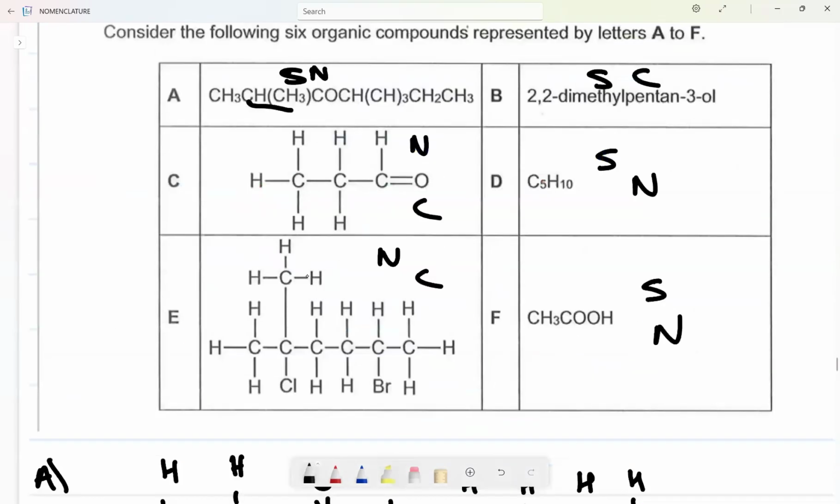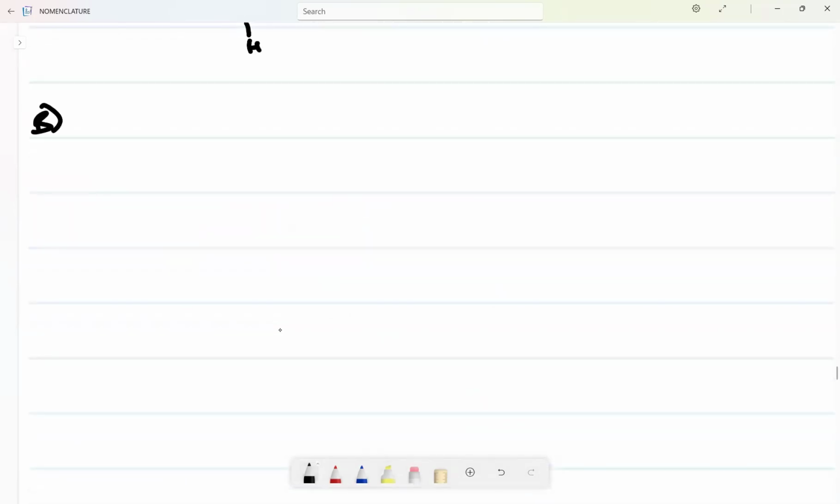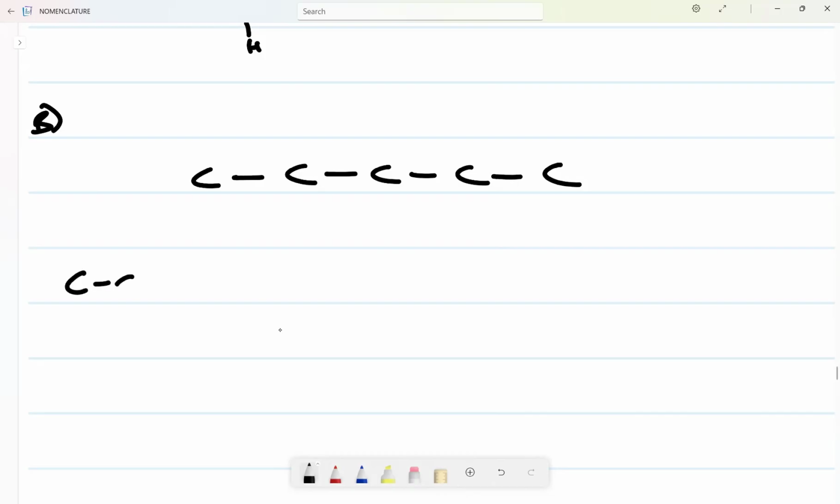Number B, I have a what? 2,2-dimethylpentan-3-ol. Pentan, I start here, pentan. Pentan means 5, so I'll say 5 carbons. 5 carbons. 2, 3, 4. Make sure you have enough space, because we have a bigger page. Do not do this. Why? Just create space, man, for your own work, so that you'll see.